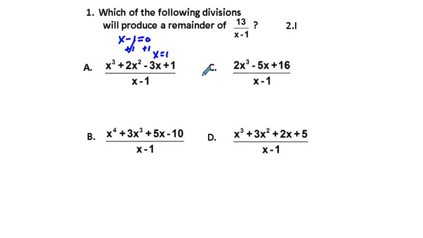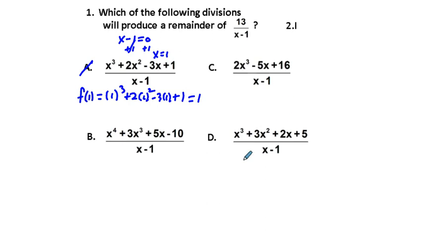So if we plug in 1, so if we put f of 1 for choice A, we get 1 cubed plus 2 times 1 squared minus 3 times 1 plus 1. We're going to get 1 plus 2 minus 3. That's going to be 0 plus 1, which is 1. And that's going to be the remainder of 1 over x minus 1. So that is not right.